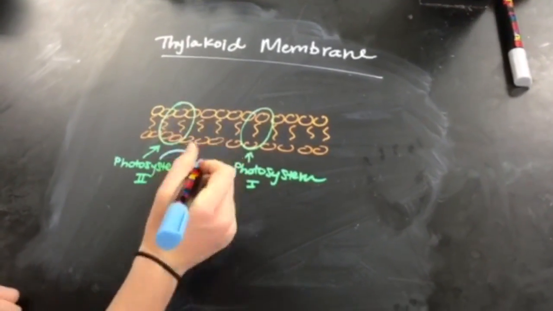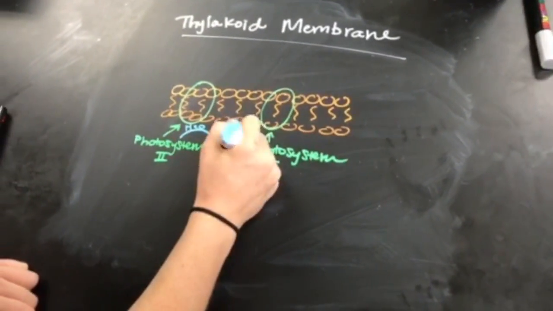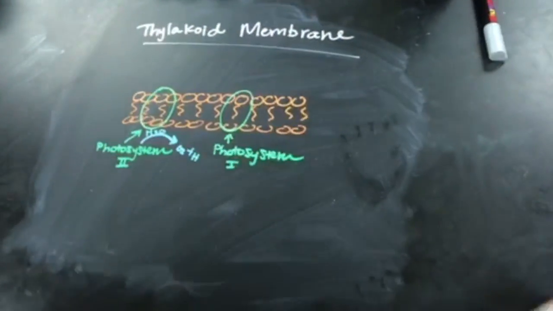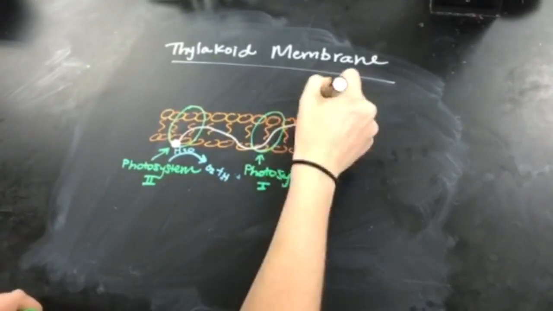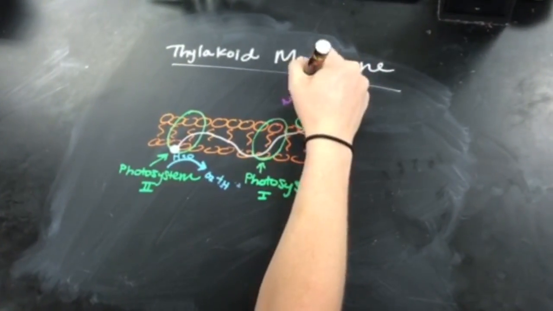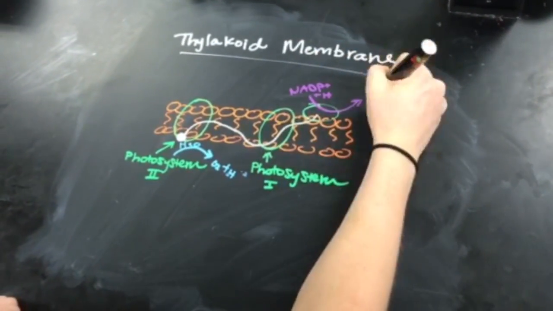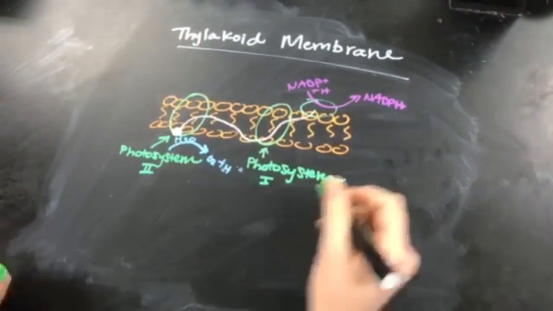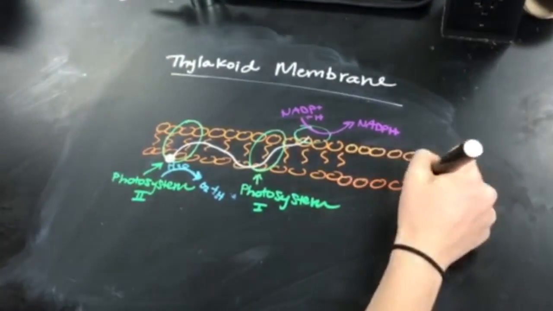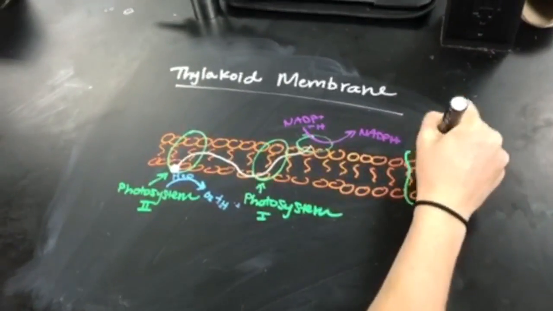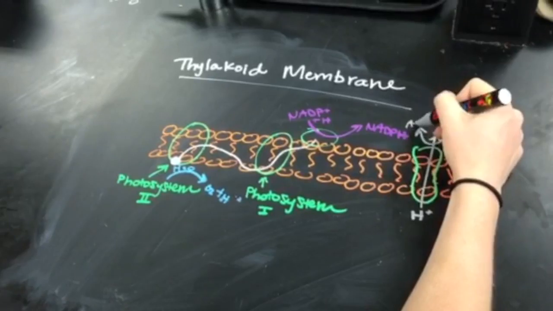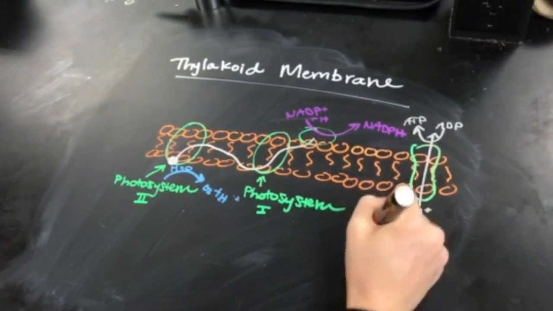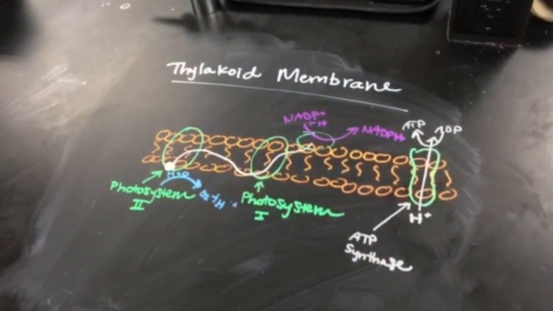this is the thylakoid membrane where the light-dependent reactions take place. We have photosystem 1 and photosystem 2. Photosystem 2 is where the water is broken into oxygen and hydrogen, and then the electrons are excited through photosystem 1, which then creates NADP and H. And then the H is put through ATP synthase to create ATP.